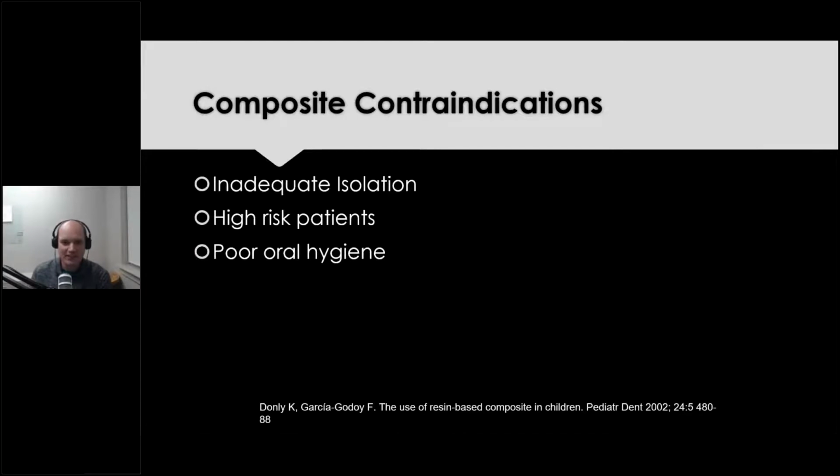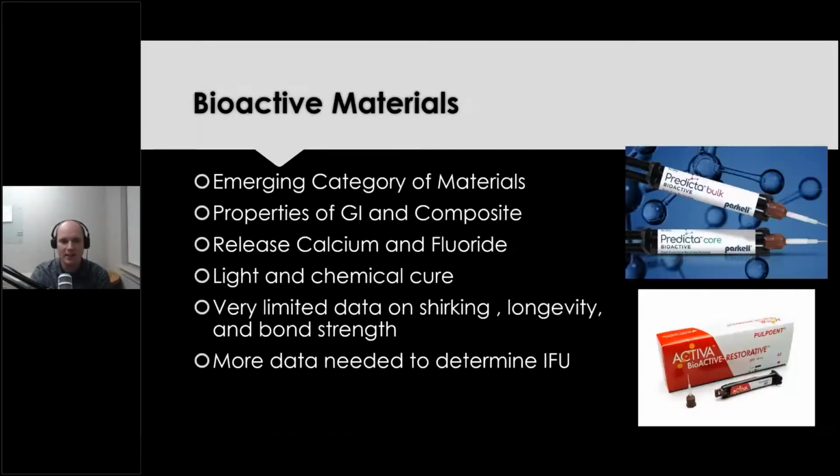Inadequate isolation, if you can't isolate it, might be better to place a resin modified glass ionomer. High caries risk patients, if they've got rampant decay, glass ionomer is going to be your friend. And if they have poor oral hygiene, I'll show you some cases, glass ionomer is going to be their friend.